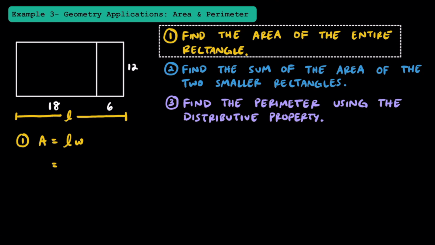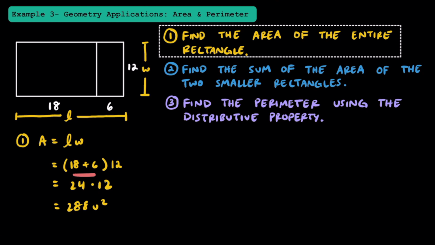To show that, we can change L to 18 plus 6. For the width, we're going to put that right over here to the right side, and that's going to be 12. We can substitute 12 for W. Following the order of operations, we can add 18 plus 6 in the parentheses first, and that's going to be 24, so we'll have 24 times 12. And that'll give us an area of 288 square units. This would be the area of the rectangle.